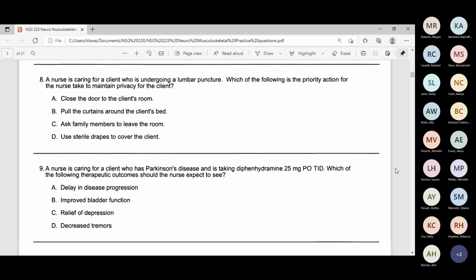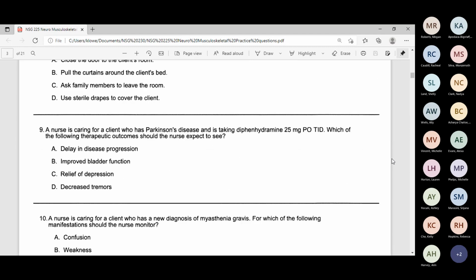All right. A nurse is caring for a patient who has Parkinson's disease and is taking diphenhydramine. I thought I'd throw some meds in here. Which of the following therapeutic outcomes should the nurse expect to see? With therapeutic outcomes, we're looking at what is the benefit of taking that medicine?